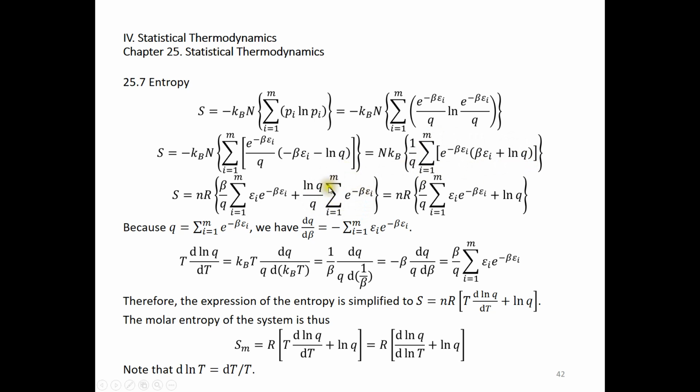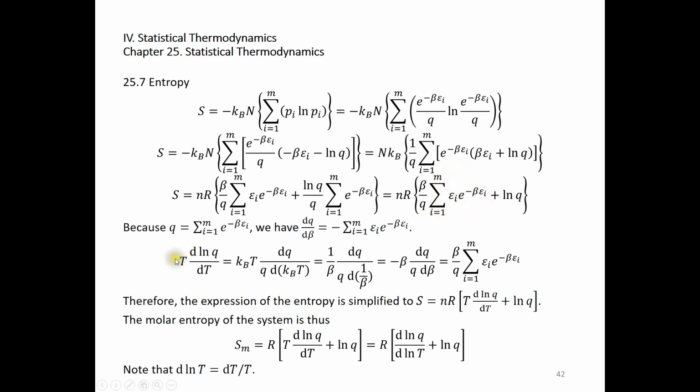Now look at the sum of e to the power of negative beta epsilon i. This is simply q by definition. The partition function q is defined to be the sum. So these two cancel, and we have ln q over here. What about this one? I'll just copy this sum over here. It's beta over q times the sum of epsilon i times e to the power of negative beta epsilon i. And because q is the sum of this exponential function, previously we derived dq over d beta, which is negative the sum of epsilon i times e to the power of negative beta epsilon i. So really this sum is equal to negative dq over d beta.